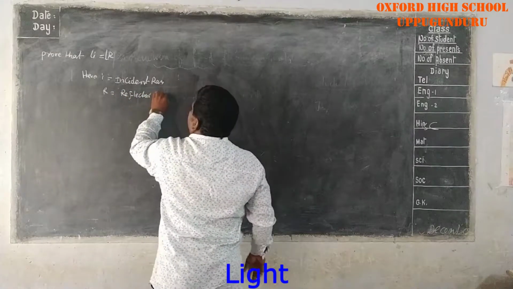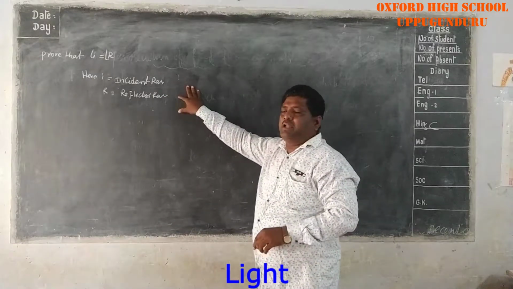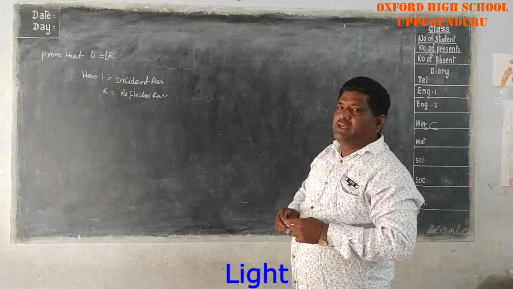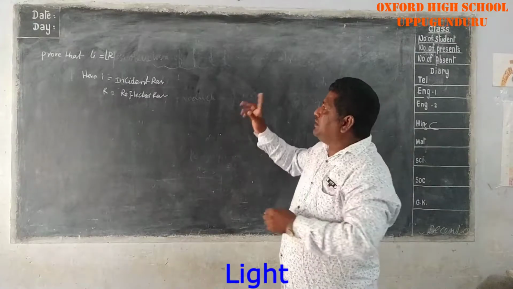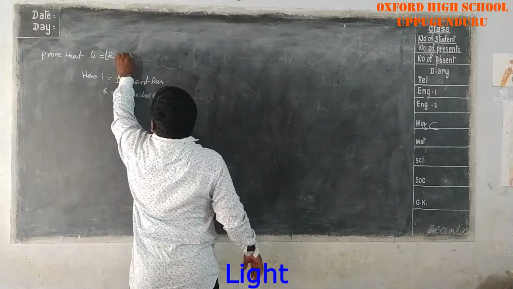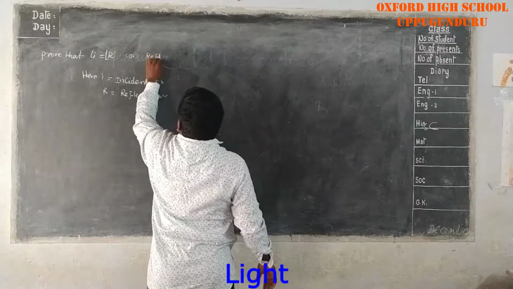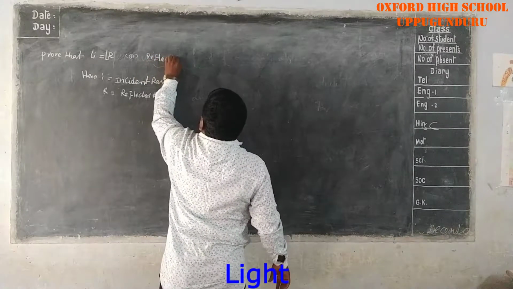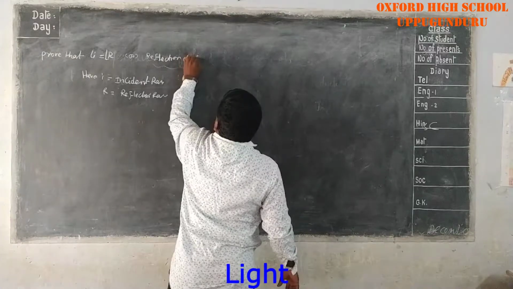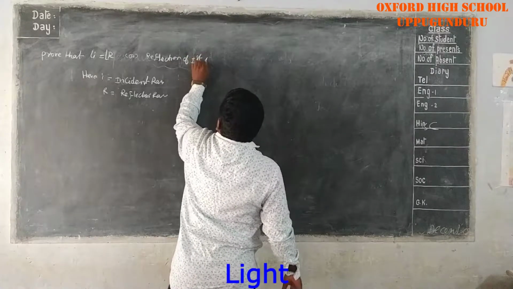Okay now. So what is the topic name? Prove that angle I is equal to angle R. And another name for it is the first law of reflection.